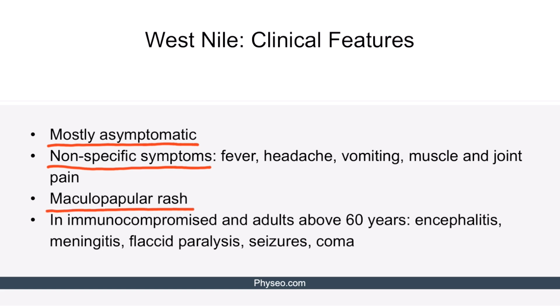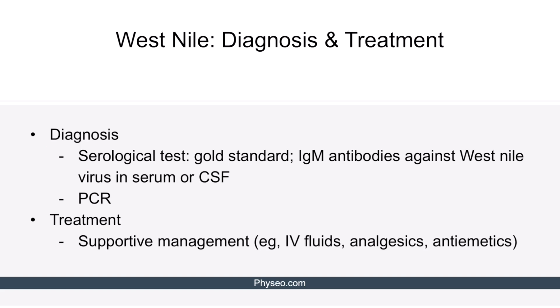West Nile infection can cause neurologic dissemination, especially in immunocompromised patients and adults over 60 years. This may manifest as encephalitis, meningitis, flaccid paralysis, seizures, and coma. Serological test is the gold standard diagnostic test for West Nile virus infection. IgM antibodies against the West Nile virus are detected in the serum or cerebrospinal fluid samples. Polymerase chain reaction can also be used to detect the virus. West Nile infection requires supportive management such as IV fluids, analgesics, and antiemetics.